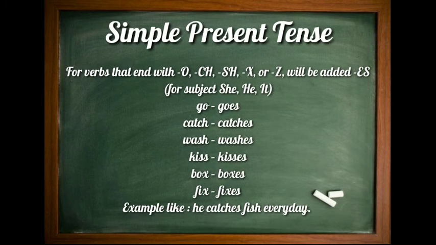Remember, the form of the verb spelling in the third person singular, like she, he, and it, depends on the ending of the verb. For verbs that end with o, ch, sh, x, or z will be added es suffix. For example, now I want you to repeat after me. Go will be goes. Goes. Catch will be catches.